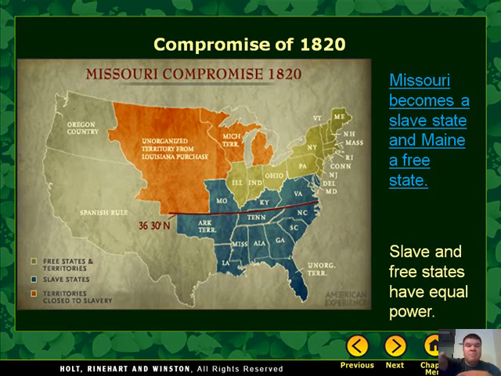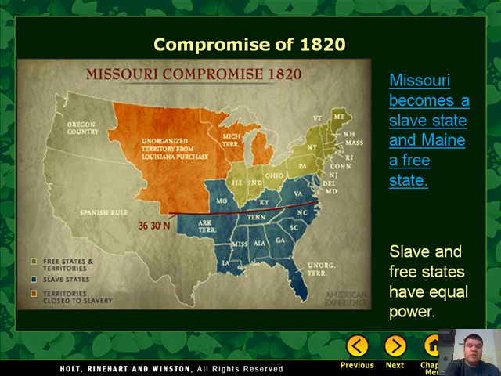The compromise was that Maine would enter as a free state, that's why it's green on the map there, and Missouri would enter as a slave state, that's why it's blue on the map. And what this did is it kept that balance of power between the North and the South. So neither side had more power.